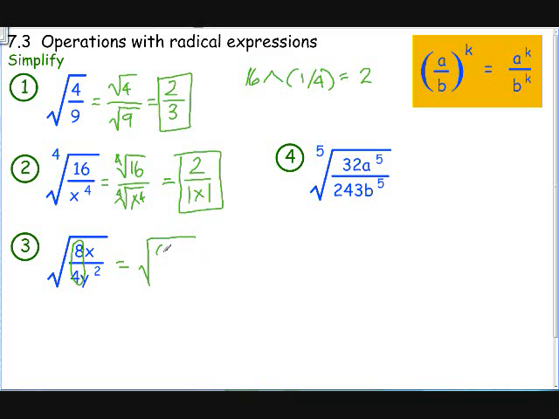So we've got 8 over 4 times x over y squared. And that would simplify, of course. 8 divided by 4 is 2, so the square root of 2. And then I'd have the square root of x, and that's all over the square root of y squared.